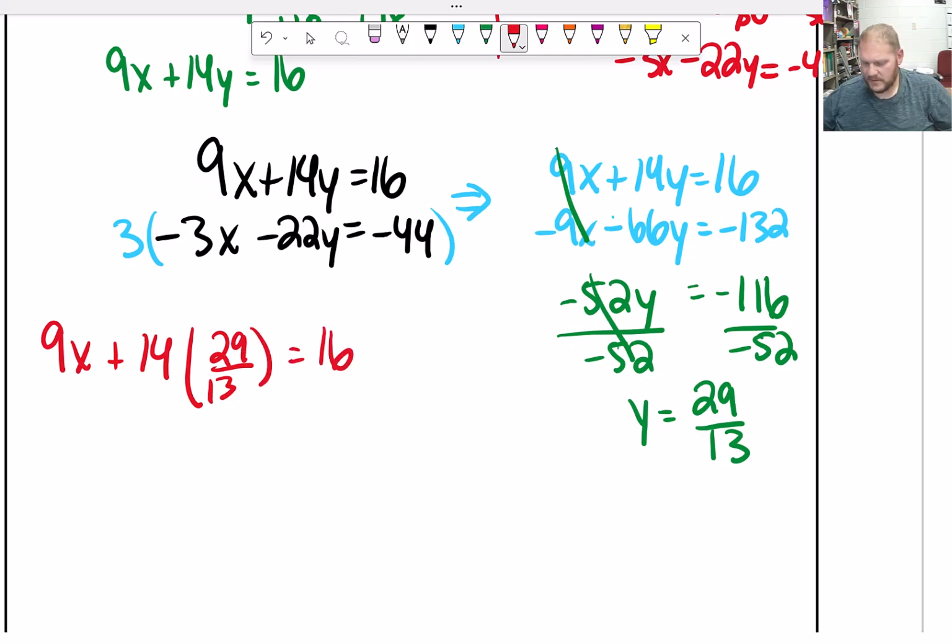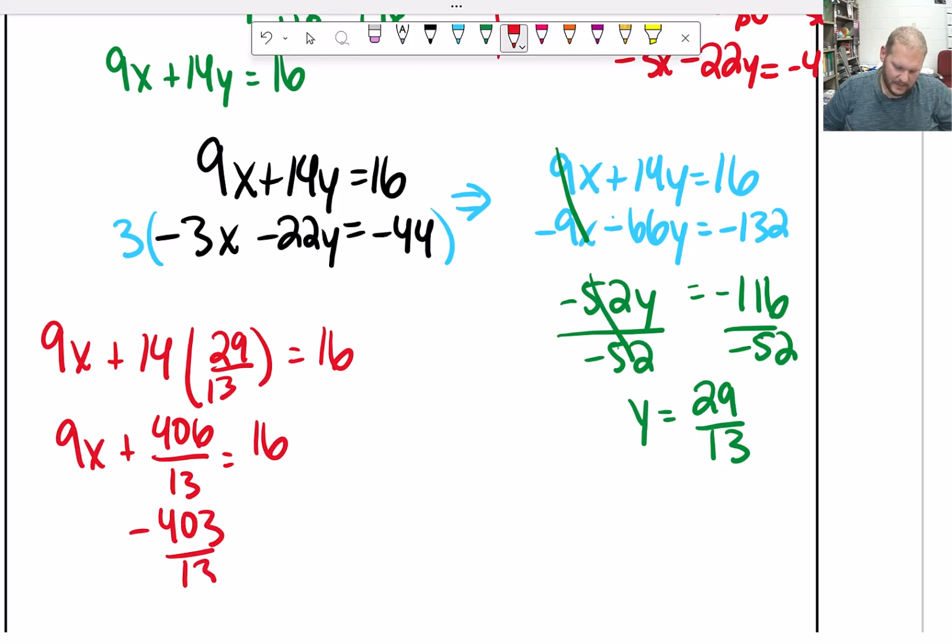So I'm going to multiply those together. 29 times 14, oops, sorry, it was 406. 29 times 14 is 406 divided by 13. Yep, that does not reduce at all. So we're going to go back to that: 9x plus 406 over 13 equals 16. Ooh, man, this is ugly. Subtract 406 thirteenths from both sides.